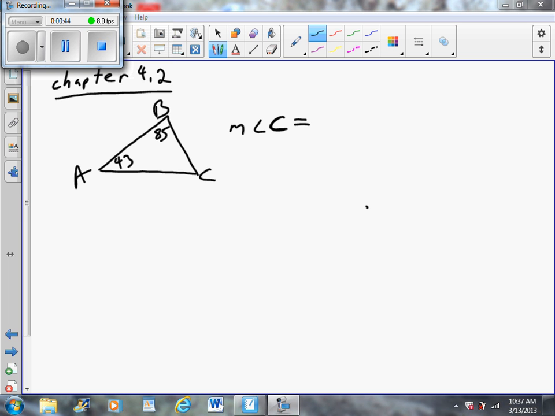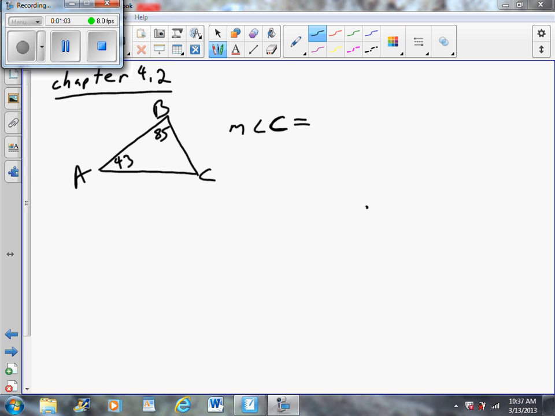Given this triangle up here, triangle ABC, this is the first example problem in your book. If I know the measures of two of the angles, given the fact that all three angles have to equal 180 degrees, can I find the measure of angle C here? Now, how am I going to get that?